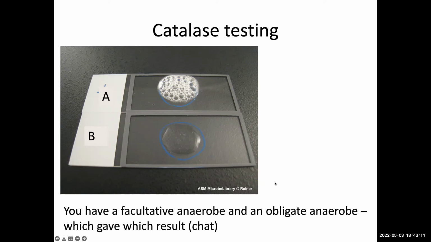Good. Yeah. Obviously, if you knew that there's only two options and you knew what those two options were, you'd be able to distinguish them. Clearly, if there's only two options, a facultative anaerobe, which is able to do aerobic respiration, and an obligate anaerobe, which is killed by oxygen, therefore has no defenses, then you know which one's which.